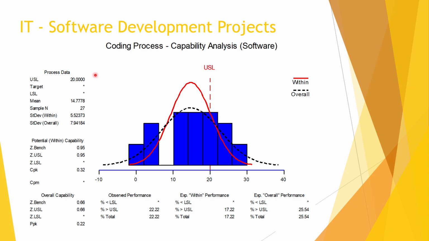Upper specification limit, 20. I always tell students, don't complicate this. You see all these data points above and beyond the USL. Not good. The mean is almost 15. Sample size is 27. Standard deviation is 5.